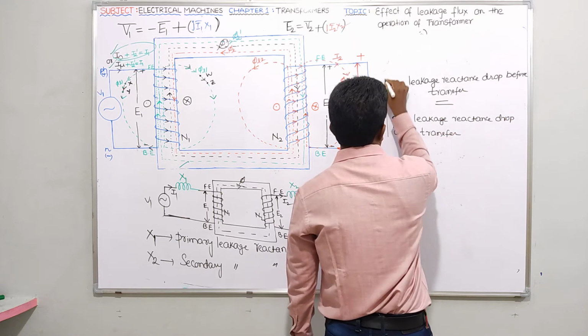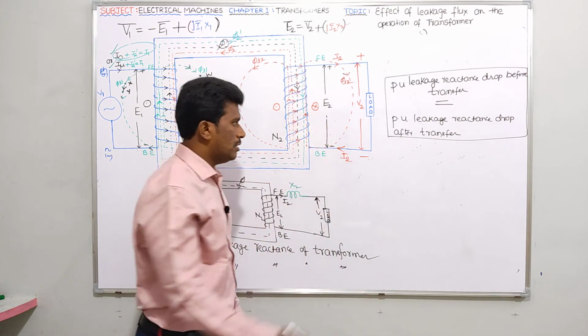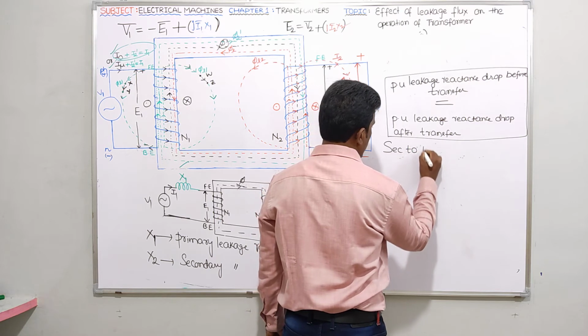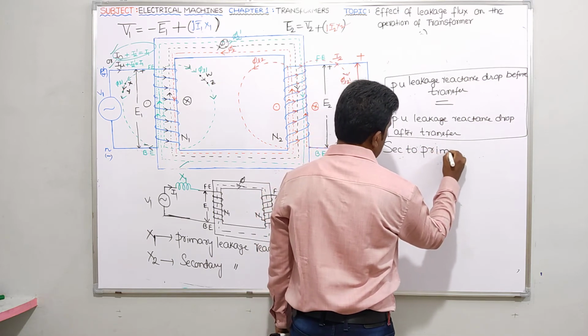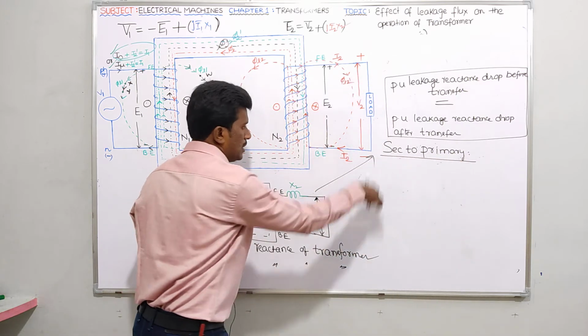Let us use this condition and find out formulas for x2 dash and x1 dash. Very simple. Please tell me, secondary to primary. What is the meaning of this heading, guys? Secondary to primary means what? Please try to see here.